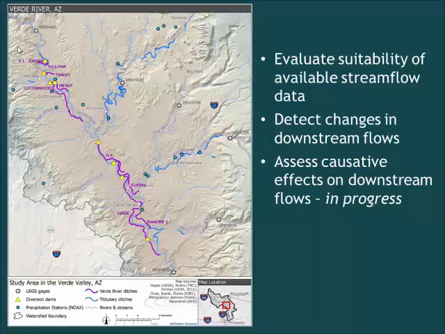So this is a quick overview of where the Verde Valley is in central Arizona. And again, first we had to evaluate the suitability of available stream flow data. We weren't going to actually collect information. We wanted to first see, can we use existing USGS stream flow records for this analysis? And our hypothesis was, yes, we could. At least that was our hope. And can we detect changes in the downstream flows? And then can we assess any sort of causative effects on downstream flows? And that, of course, we are very much in progress with that. So the answer to that is, we'll see.